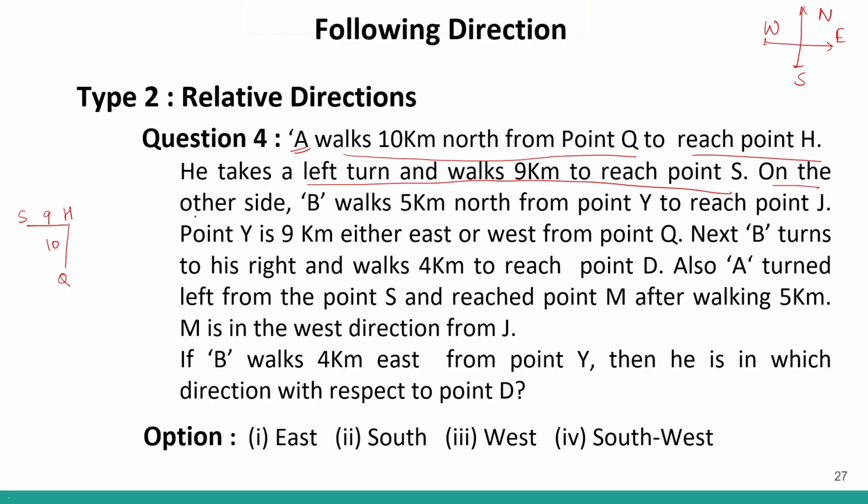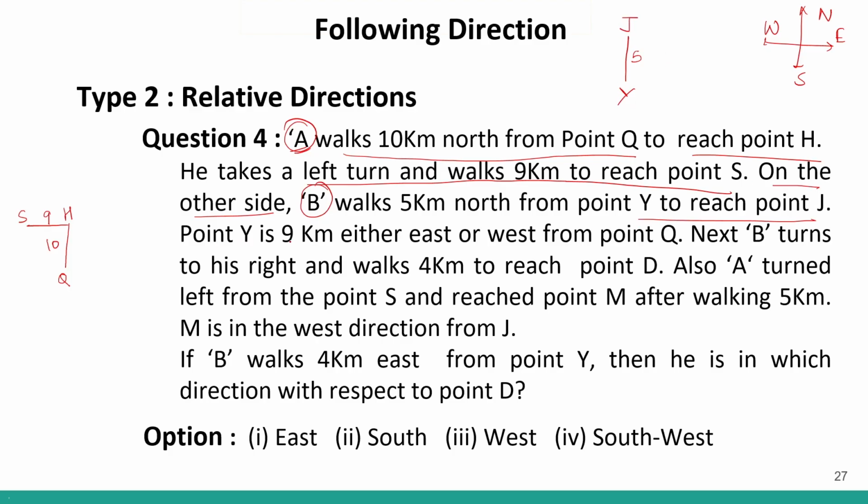Then on the other side, there's another person. B walks 5 kilometer north of point Y. So I am drawing here for B. B walks 5 kilometer north of Y. So two persons are there. First person is A and the second person is B. B walks 5 kilometer north of point Y to reach point J.